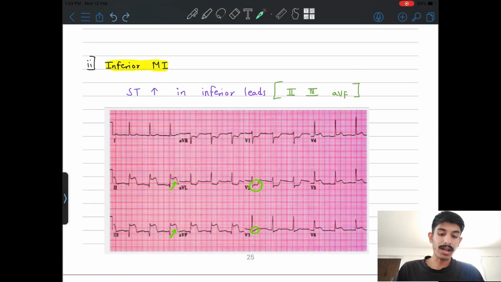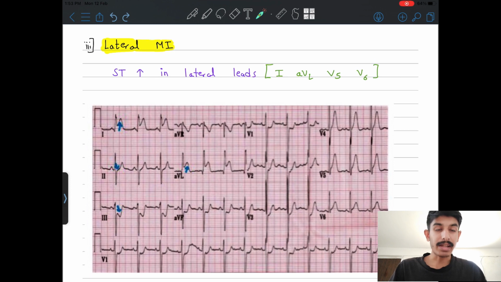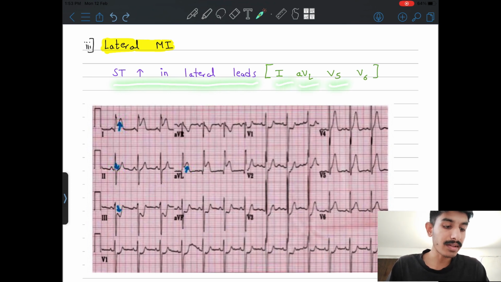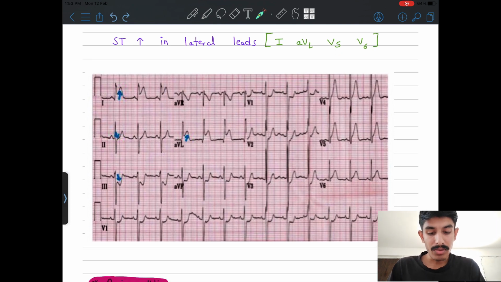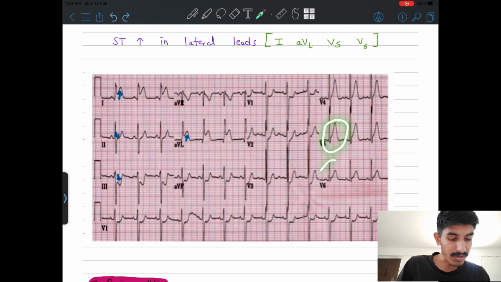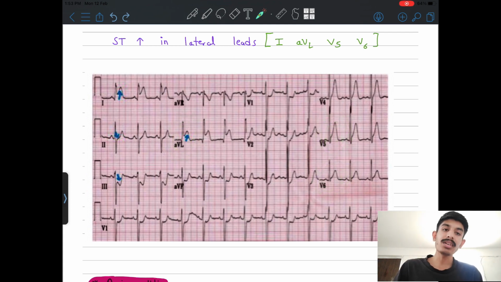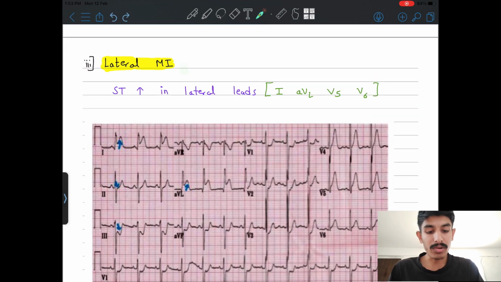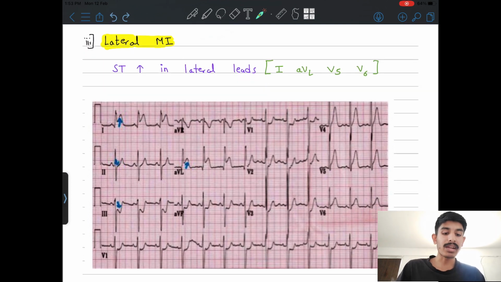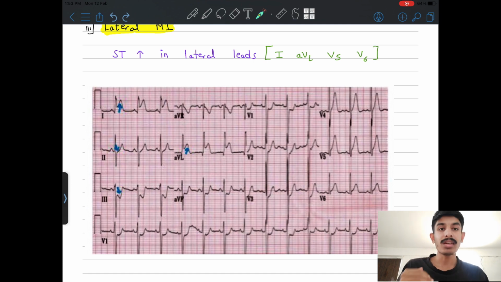So let's move to the next part, which is lateral MI. What is lateral MI? ST elevation in lateral leads: first, AVL, V5, and V6. So look at this first. In first you can see elevation, in fifth you can see elevation, in sixth you can see, and even in AVL you can see the elevation. So we rule in lateral MI, because these are lateral leads, and in lateral leads you can see ST elevation, so it is known as lateral MI.